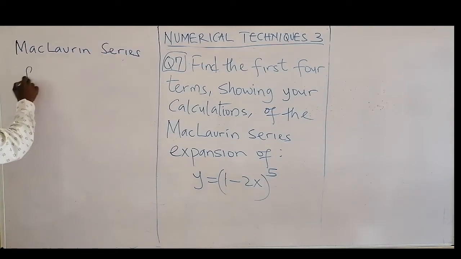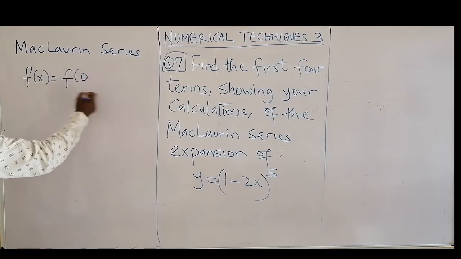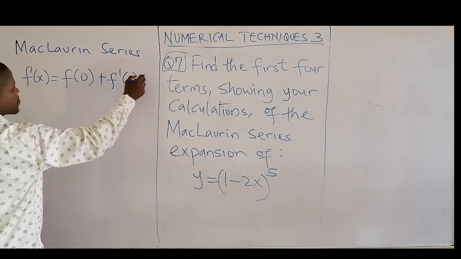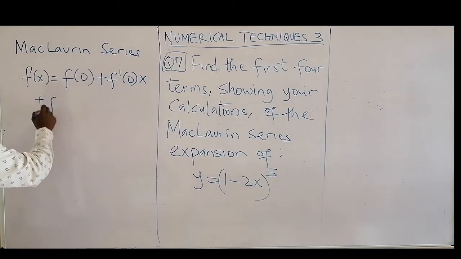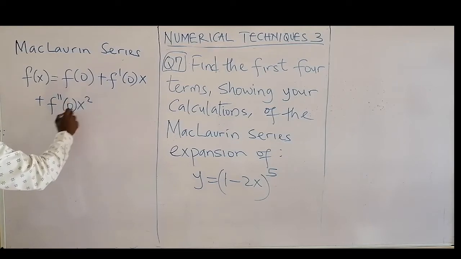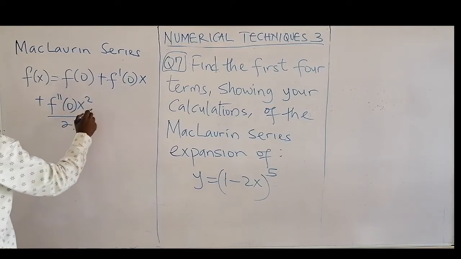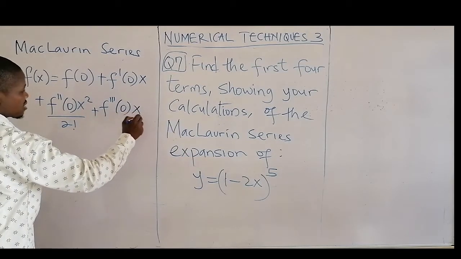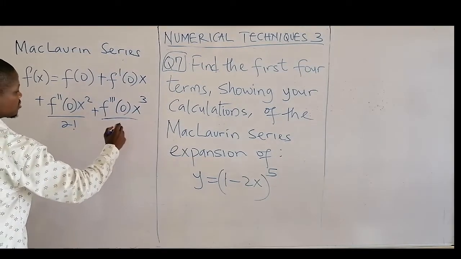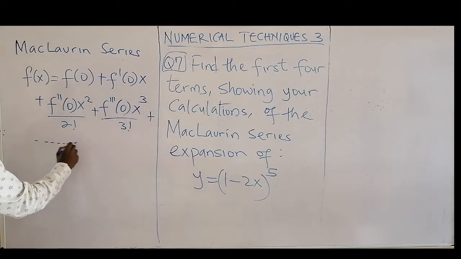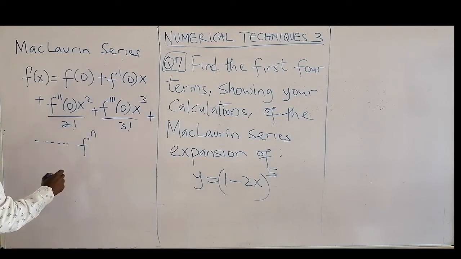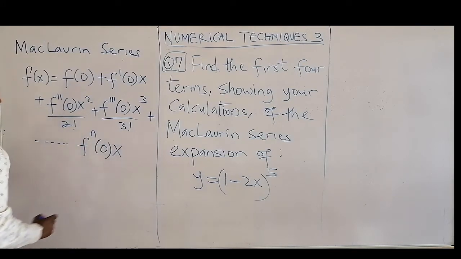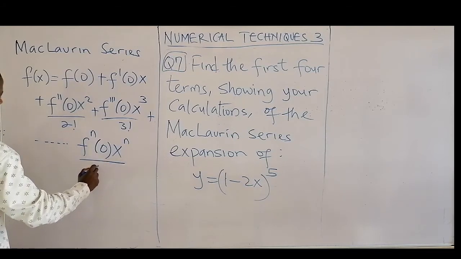So the formula goes as follows: f of x is equal to f of 0, plus f prime of 0 times x, plus the second differential of 0 times x squared over 2 factorial, then plus the third differential at point 0 times x cubed over 3 factorial, and it goes on like that until you get to the final one, the nth differential of 0, and then x to the power n over n factorial.